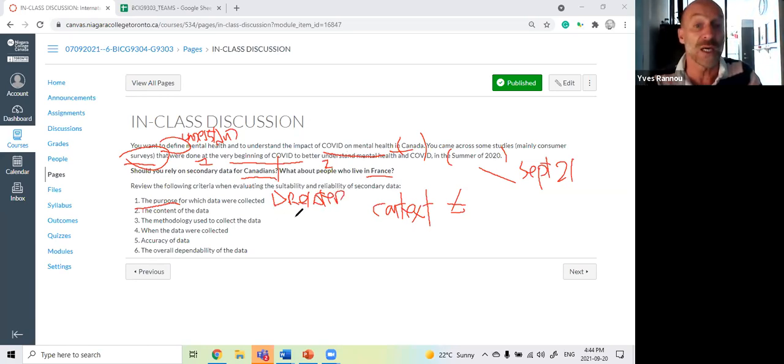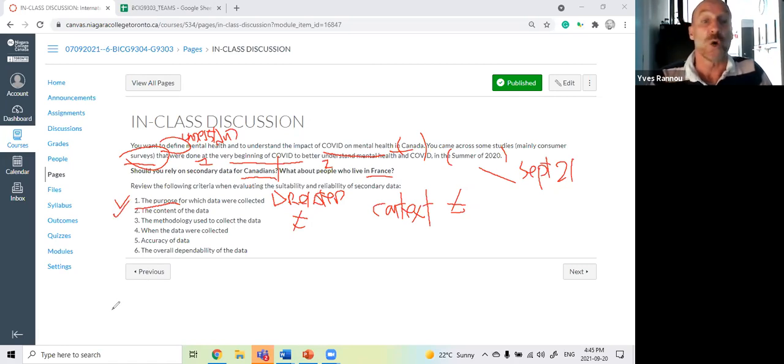But it may also be different. Our purpose is a bit different. Maybe now we want to know, has there been a change in how COVID is affecting mental health now that we have a vaccine and now that we're not as confined, right? So I would say perhaps the purpose is similar. So I would probably say we might be okay to consider the secondary data because the purpose is somehow related.